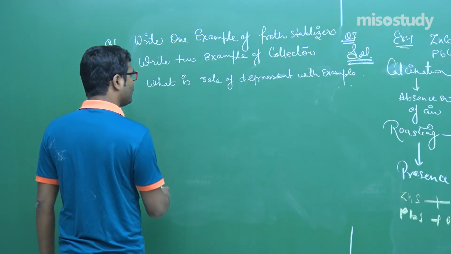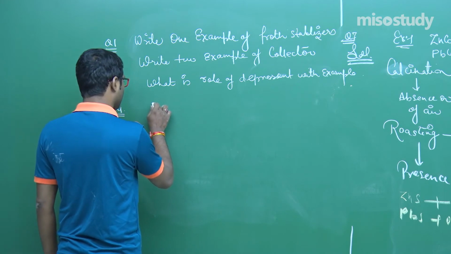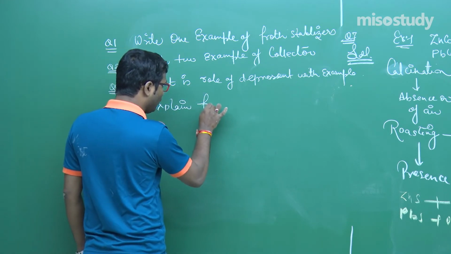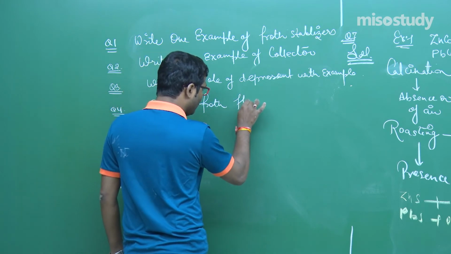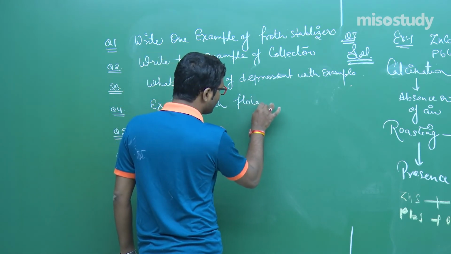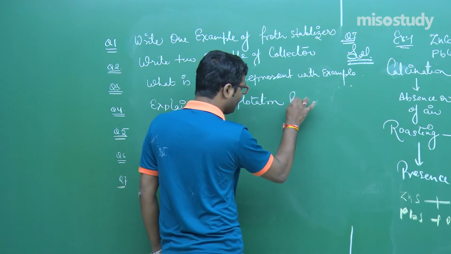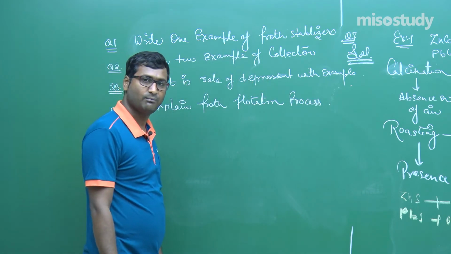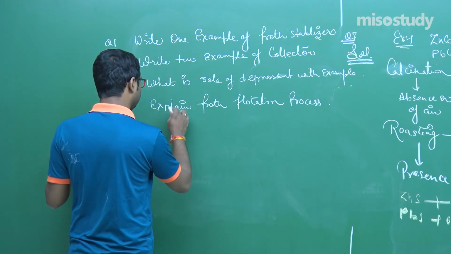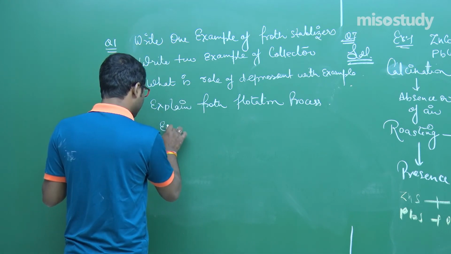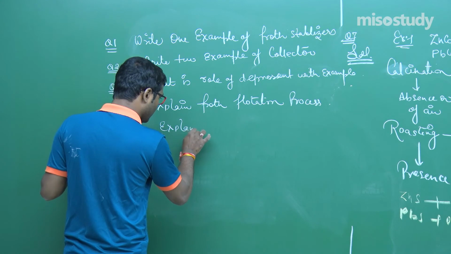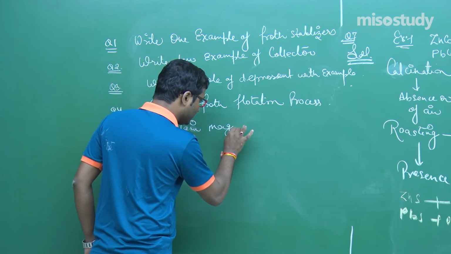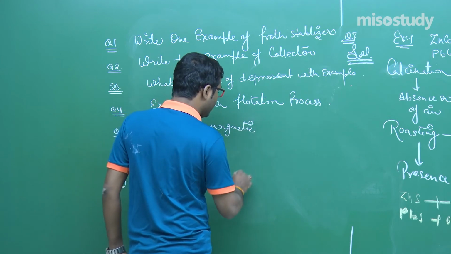Okay. The next one is, explain froth flotation process. Again I am repeating, explain froth flotation process. Explain magnetic separation, my friend. Given here, magnetic separation.